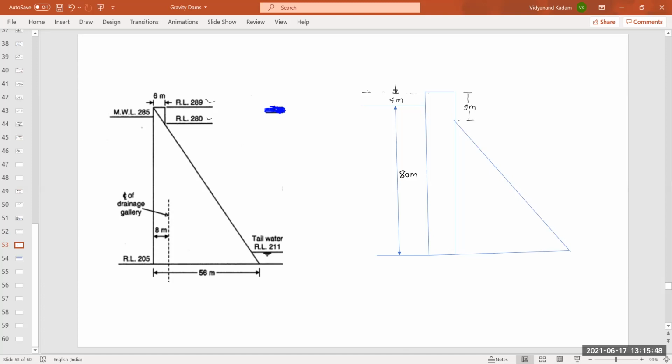Then what is the total height of dam? Total height of dam is 84 meter, 80 plus 4, 84 meter. Then it is given that there is a tailwater. So what is the height of tailwater? See, this elevation is 211 and this is 205. So height of tailwater is 211 minus 205, and that is 6 meters. This height is 6 meters.